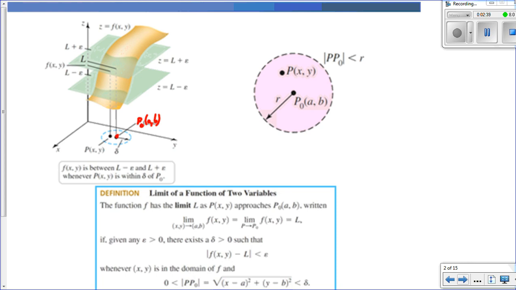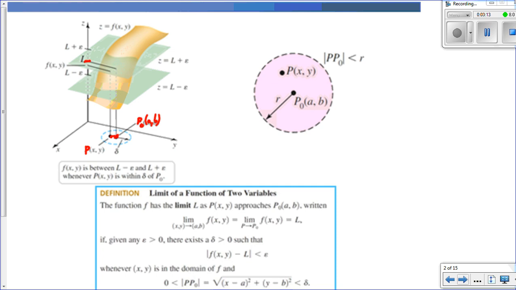As points are getting closer and closer to P naught, so let's just take an arbitrary point P, which is denoted as X comma Y. If P is getting closer and closer to P naught, then that means that the Z value associated with all those points P must be getting closer and closer to whatever the limit is. So now if L is the limit, as P gets closer and closer to P naught, those Z values must be getting closer and closer to L.